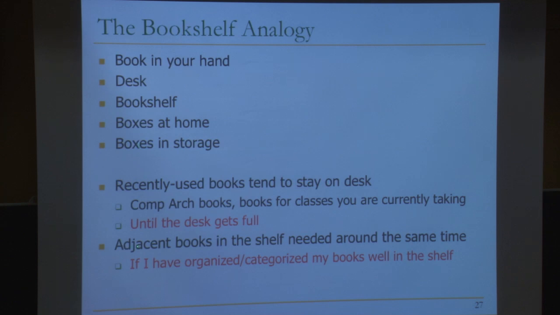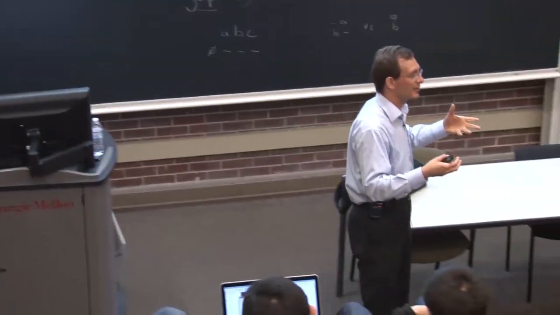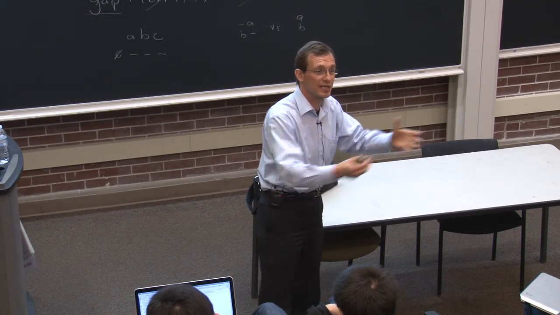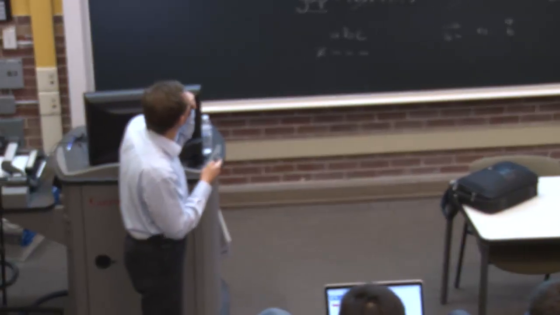This analogy is actually interesting because now adjacent books in the shelf may be needed around the same time. This is only true if you've organized and categorized your books well in the shelf, right? If you put your computer architecture books together, maybe you need them at the same time. If you somehow figured out the access pattern and put the books that you need together in the bookshelf, then you can get them together. So that's how you can exploit spatial locality better, right? If you put things that you need at the same time much farther from each other, spatial locality doesn't work. That's the same thing as programming, right? When you program, if you know what data you're going to access around the same time, you can put that data close together in memory. That way, you can exploit spatial locality better. And we'll see that with some examples if we get to them.